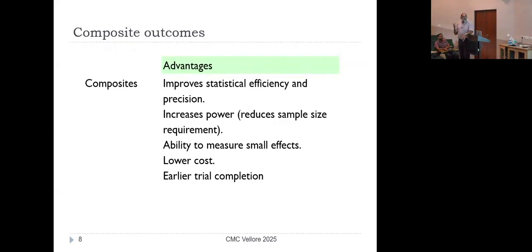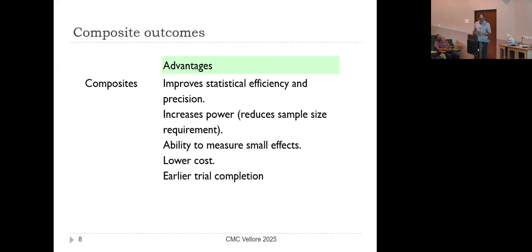When you put them together, what happens? You have more events, and so therefore you improve statistical efficiency and precision. You have an increase in power. This is the main reason why we have, for example, MACE. MACE is heart attacks together with strokes, together sometimes with heart failure hospitalization, sometimes not, and cardiovascular death. So if any of those things occur, the event of MACE occurs. So you're going to have many more events, and therefore you have more power. And so you can then detect small effects of your intervention, you lower your cost, and you may be able to stop your study early.